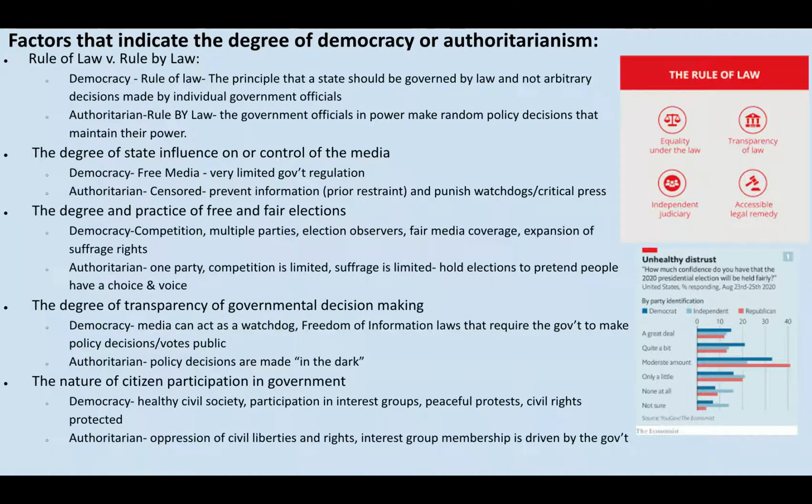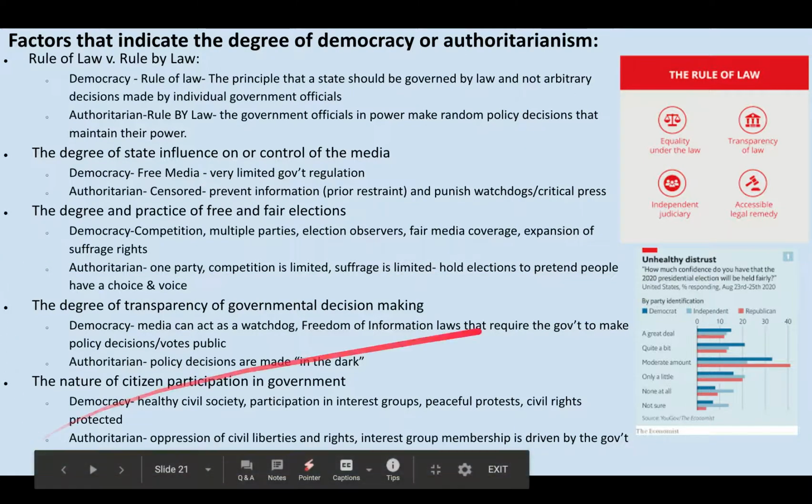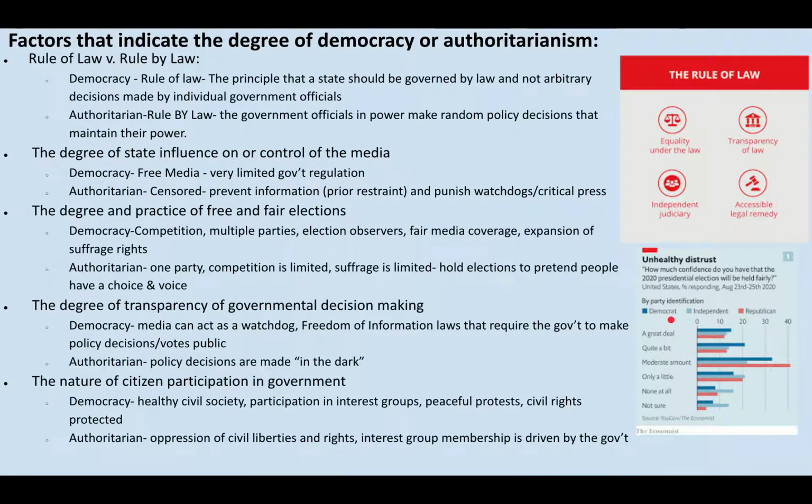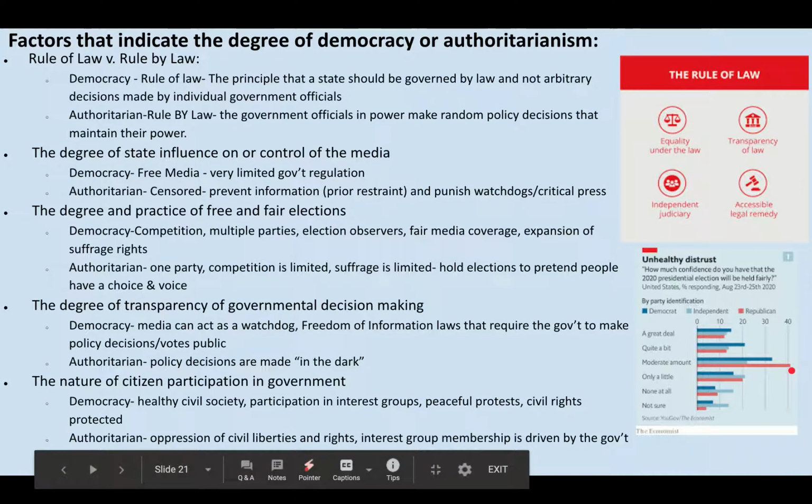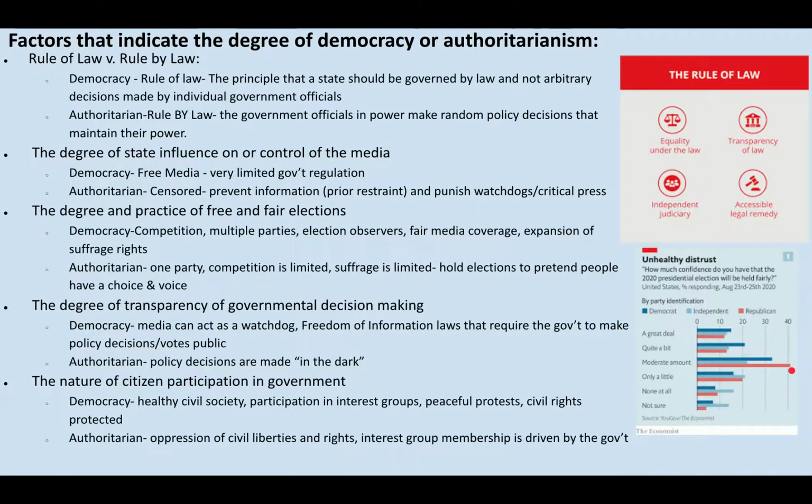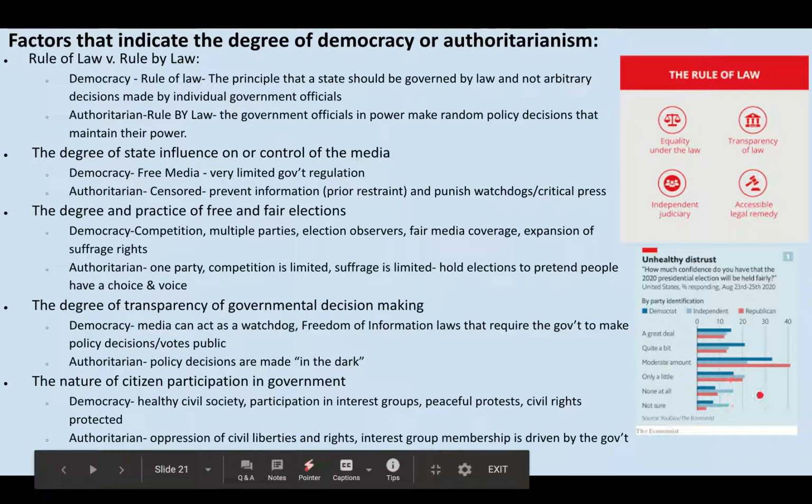It's just a mirage. So how much confidence do you have that the 2020 presidential election will be held fairly? I'm going to use this example from the United States because it kind of correlates to whether or not we are a healthy democracy. If you were a Democrat, you were going to be more likely to believe that the election was going to be held fairly. And if you were a Republican, you were more than likely to believe that elections were not going to really be held fairly, and independents were the most skeptical.